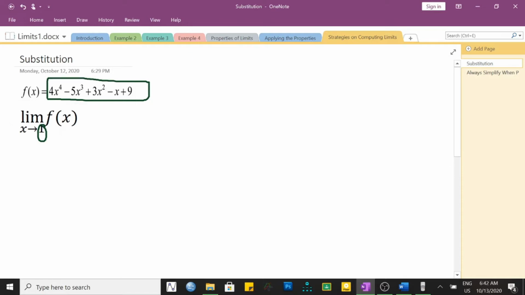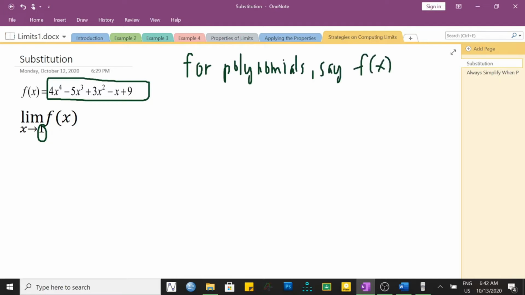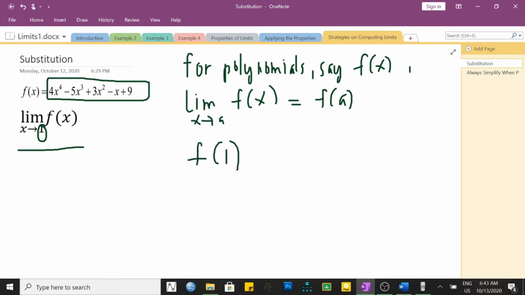Let us write that. For polynomials, say f of x, so f of x here is a polynomial. The limit of f of x as x approaches a is just the same as f of a. This is only true for polynomials and some other functions. So to compute for this particular limit here, what we're going to do is just to compute for f of 1.